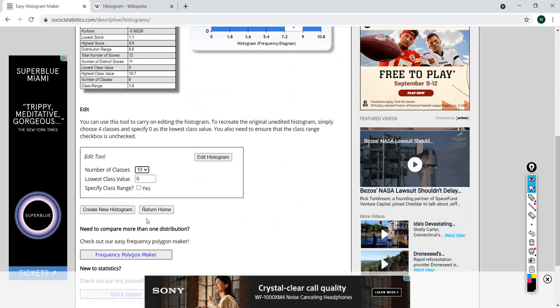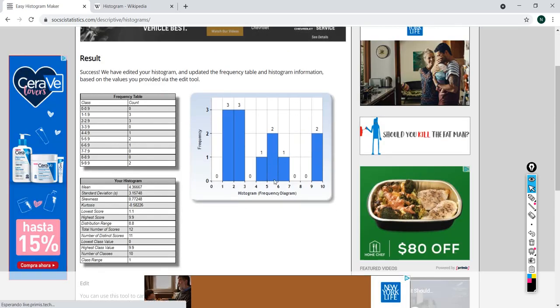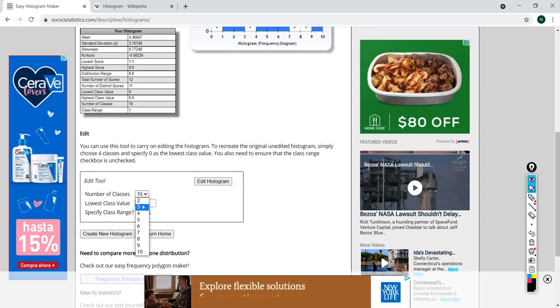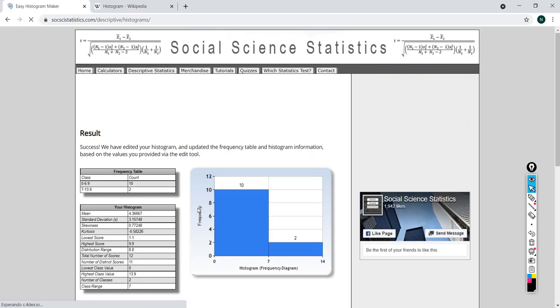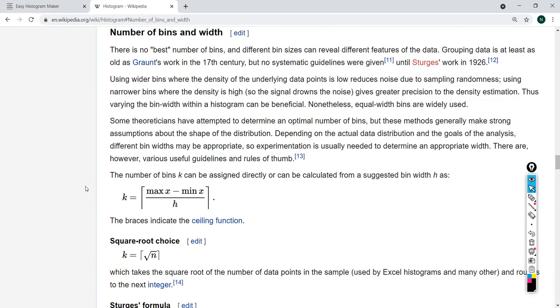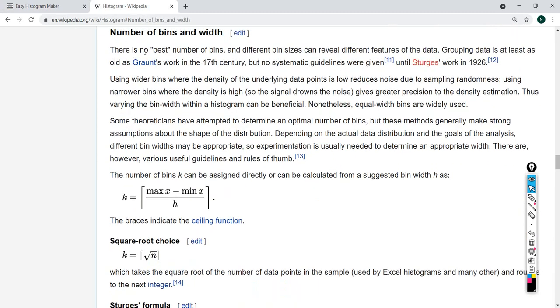Let's go for 10. 10 class intervals. You see? So depending on the number of class intervals that you go for, you can observe different patterns in the data. And there are some rules. There are some rules for deciding about the number of bins and width.